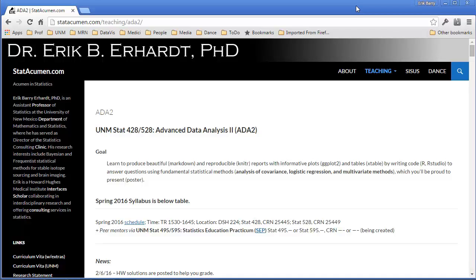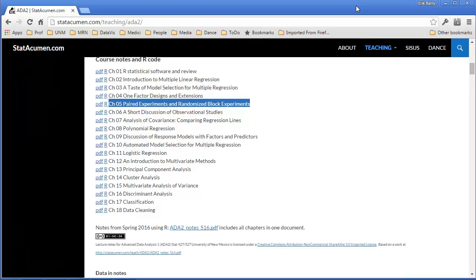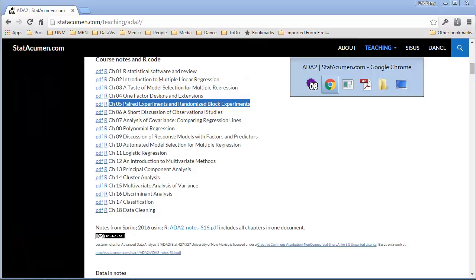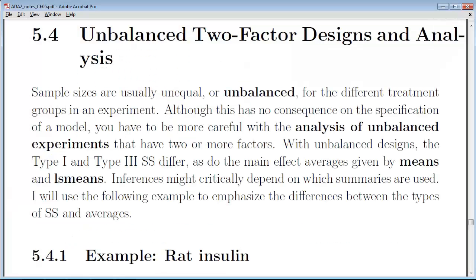In this video, we are going to get really close to finishing Chapter 5, and we'll be discussing Unbalanced Two-factor Analysis, Types 1 and 3 Sums of Squares, and we'll discuss all of that in the context of an example about rat insulin. As we've mentioned before, a balanced design is one for which the sample sizes for every treatment combination are the same. And unbalanced is when we have different sample sizes.